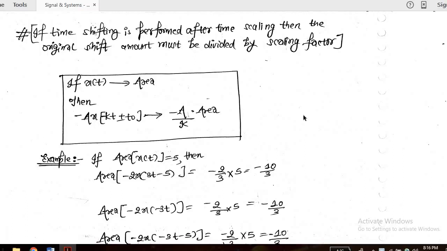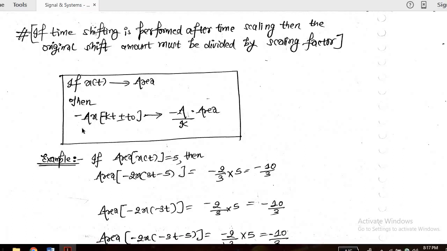If time shifting is performed after time scaling, then the original shift amount must be divided by its scaling factor. This is what was covered in the previous video. If you take k common here, you are going to get t plus or minus t naught by k. That is, the new shift has to be performed by the original shift t naught divided by k. If x of t has an area called a, then minus a into x of minus kt plus or minus t naught has the area minus a by k into this earlier area.